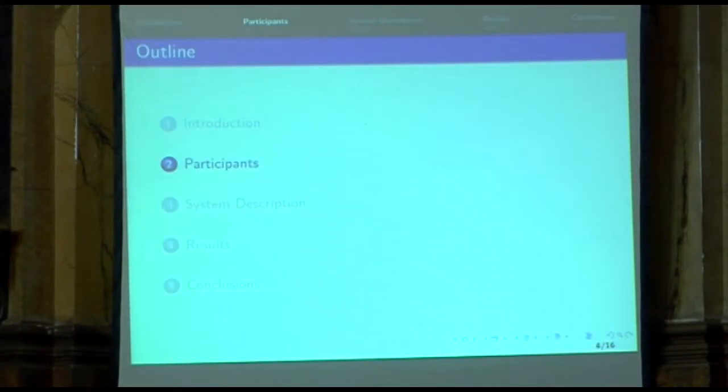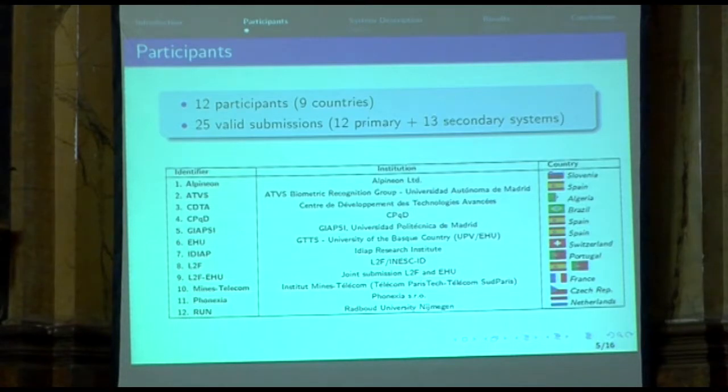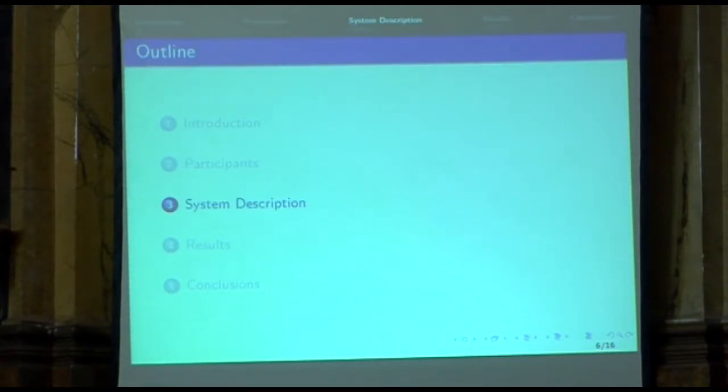So at the beginning of the competition, we had around 20 registered participants, but only 12 of them were able to submit valid scores. They submitted 25 valid submissions, and only 12 of them were considered as primary and official scores. Here we can see the list of these participants, their identifier, the institution that they came from, and the country. In the next few slides, I will talk about the system description, briefly of course, of those participants.